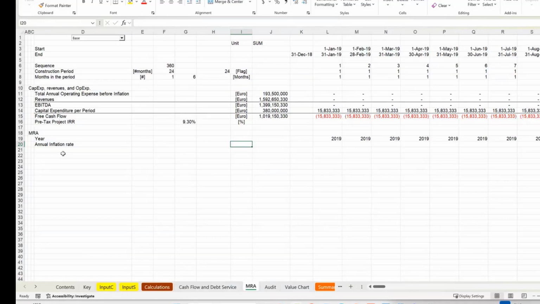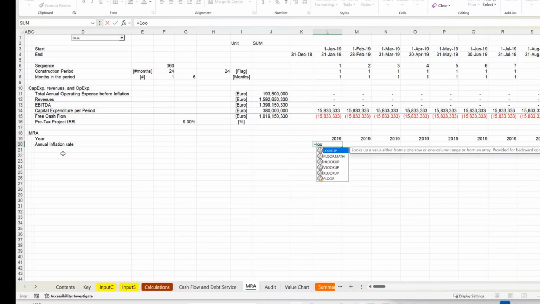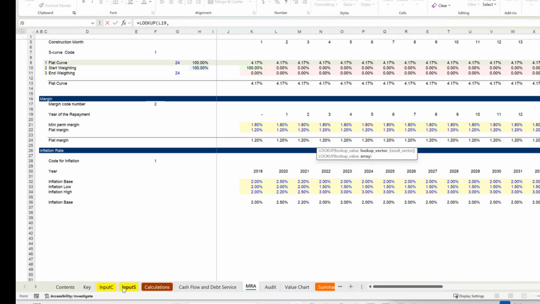And go forward to L. We just take that from input S, and that's why we made the generic macros. If it's a lookup, it's going to color that and show you that we took it from a different sheet. So just take that one and then go to the input S and click on the entire year in input S. Go to the input S sheet and click on that year in line 20.